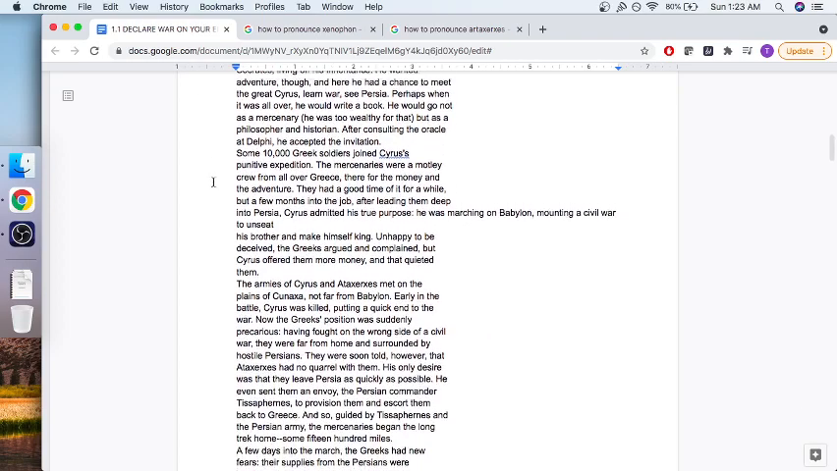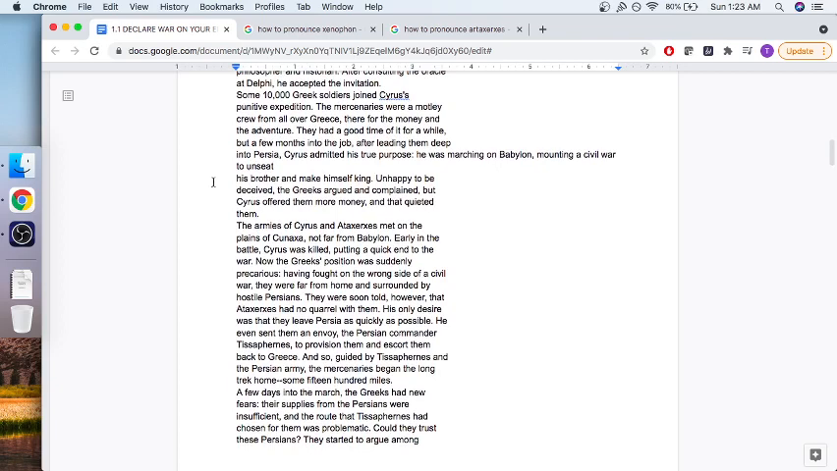Some 10,000 Greek soldiers joined Cyrus's punitive expedition. The mercenaries were a motley crew from all over Greece, there for the money and the adventure. They had a good time of it for a while, but a few months into the job, after leading them deep into Persia, Cyrus admitted his true purpose. He was marching on Babylon, mounting a civil war to unseat his brother and make himself king.